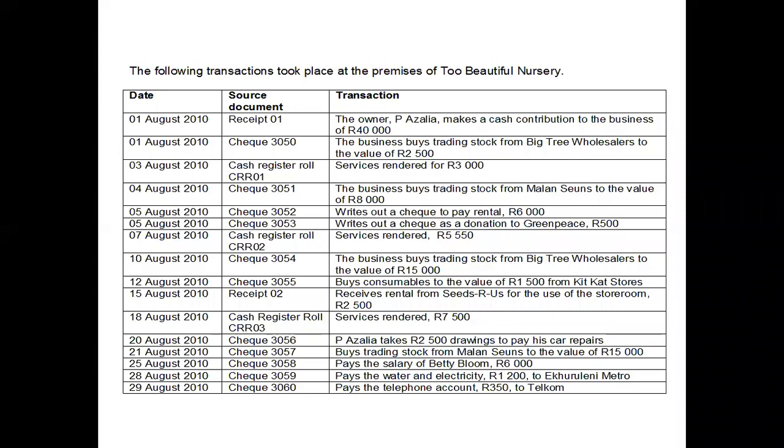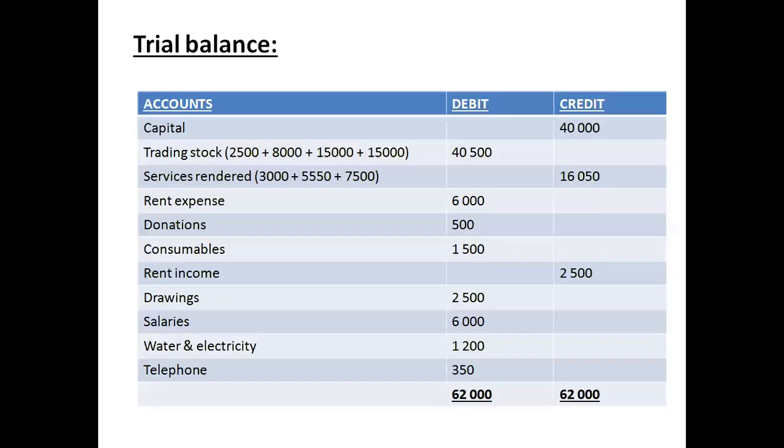Okay, the next one, there on the 15th, receives rental from Seeds or Us for the use of the storeroom, 2,500 Rand. So you receive rent, so therefore it's now rent income. Okay, you receive rent, therefore rent income of 2,500 Rand. Rent income is an income. Income is always on the credit side. So rent income on the credit side, 2,500 Rand, because it's an income, and income is always on the credit side.